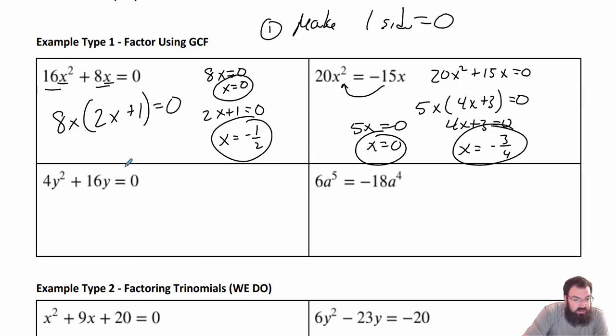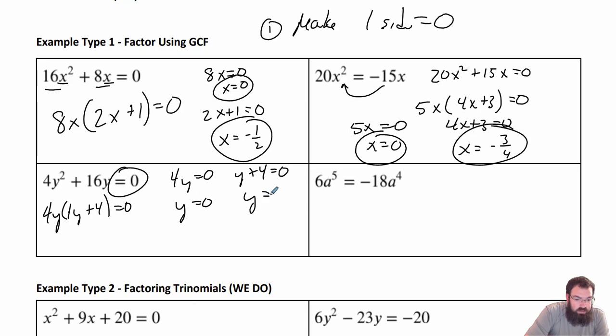This one is already equal to 0, so that's great. So I can take out a 4. I'm left with a 1y plus 4 equals 0. Each individual thing equals 0, y plus 4. So y is equal to 0, and y is equal to -4. Those are my two answers there.